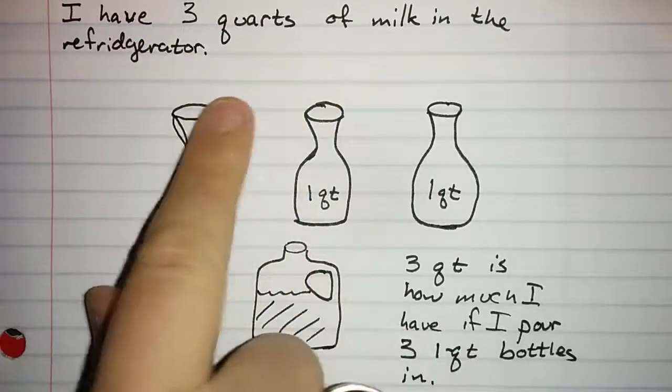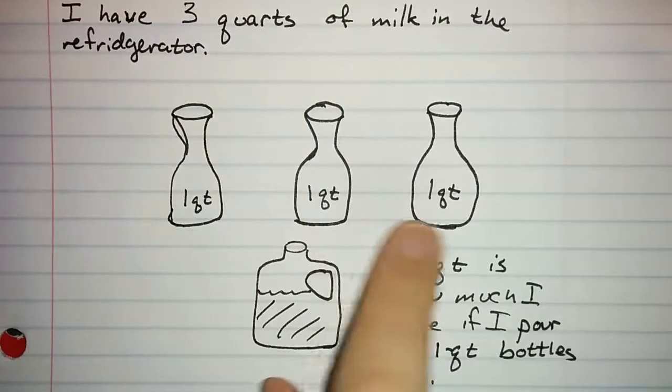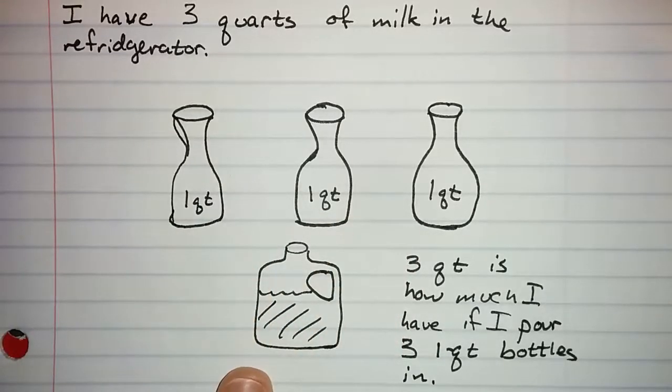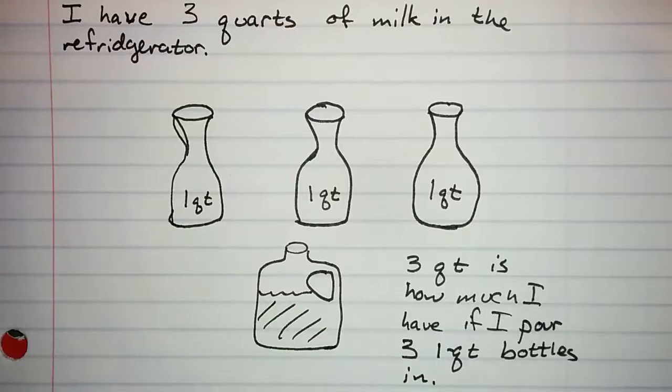So when I tell you I have 3 quarts of milk, you don't know if I have 3 1-quart jugs, or if I have a bigger container that has the same amount as the 3 1-quart jugs could have. And it doesn't matter. I'm just telling you how much milk I have, not how I'm storing it.